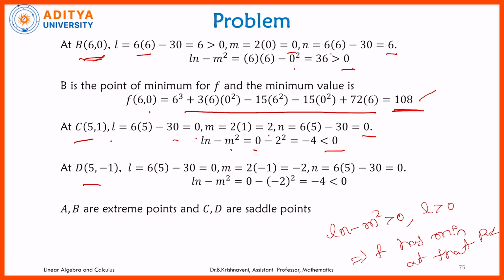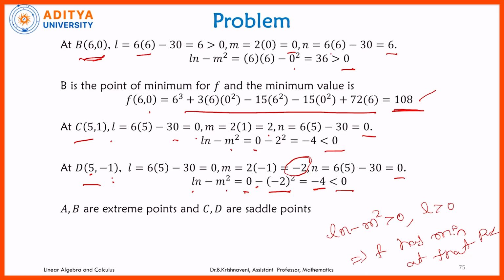Now do the same at the point (5, minus 1). L is 6 into 5 minus 30, taking x equal to 5, which is 0. M is equal to 2 into minus 1, taking y equal to minus 1, which is minus 2. N is equal to 6 into 5 minus 30, which is equal to 0. Now LN minus M square for this point: L is 0, N is 0, 0 into 0, 0, minus M square. What M value did you get? Minus 2, minus 2 whole square, minus 4, that is less than 0.